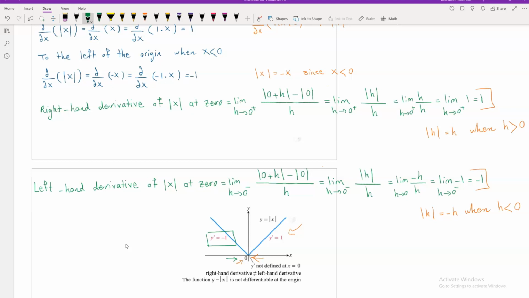So in this case, for when h is less than 0, our absolute value of h is negative h. So this part is exactly the same as what we did on top. Now absolute value of h is, in this case, negative h. Finding limit. Here limit of negative 1 is equal to negative 1. Meaning that our y prime is negative 1.